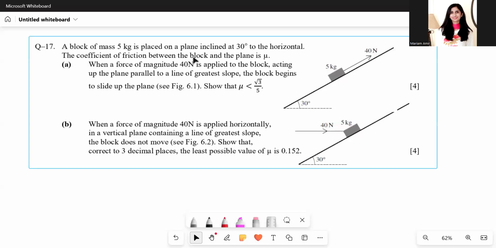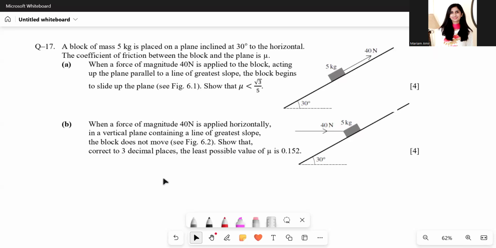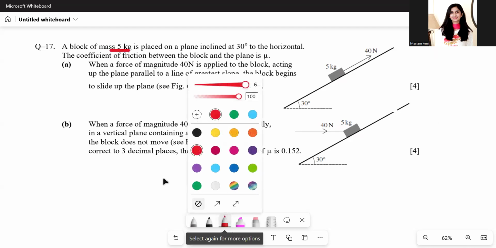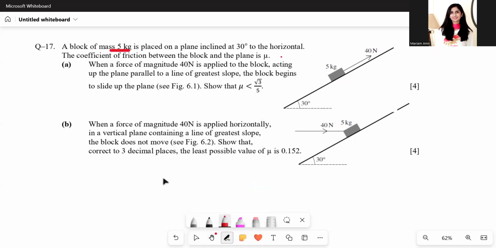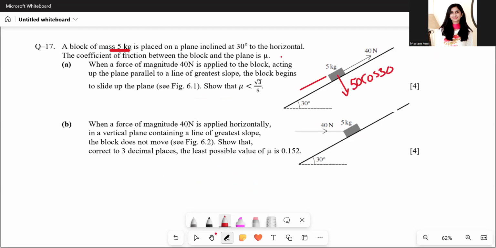Question 17 on the worksheet on forces on inclined planes. A block of mass 5 kg is placed on a plane inclined at 30 degrees to the horizontal. Okay, quickly after reading this, I'm going to resolve the weight. So there's going to be 50 cos 30 in this direction and mg sine 30 down the slope.